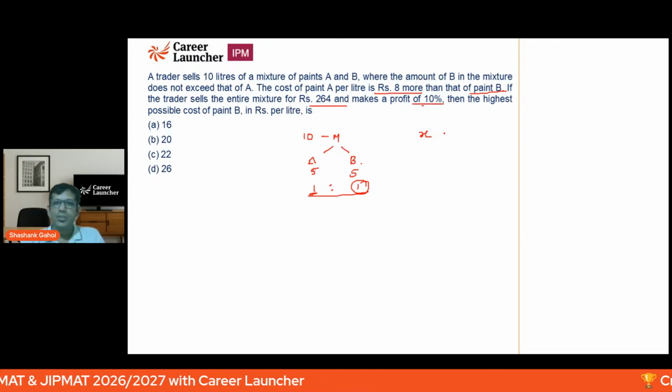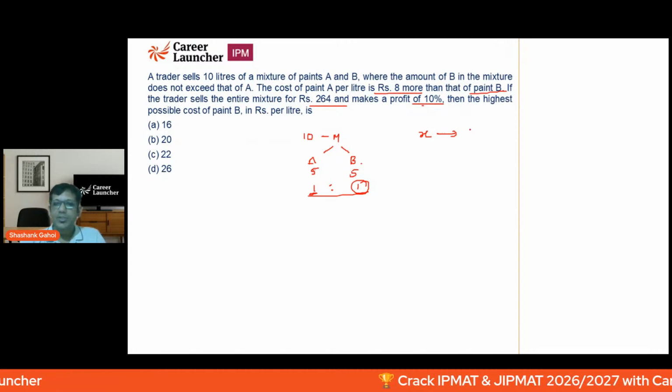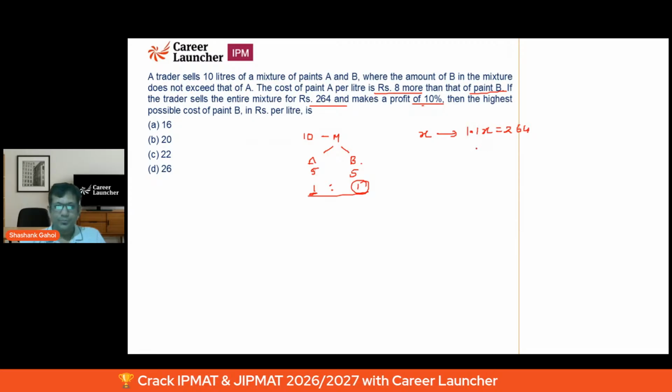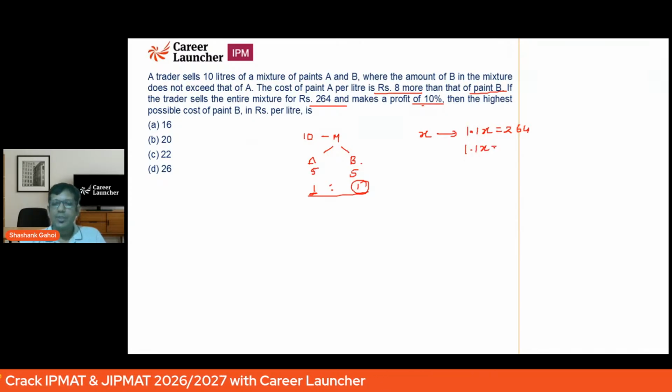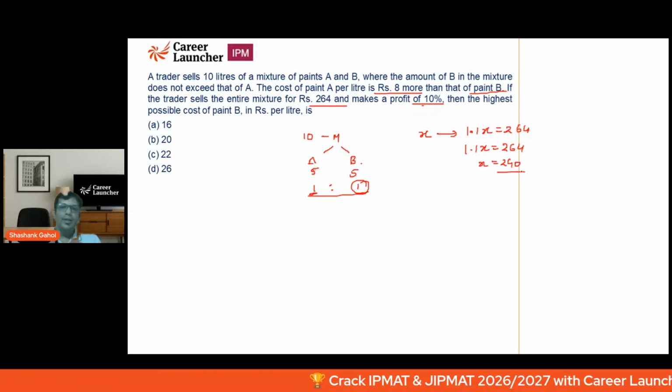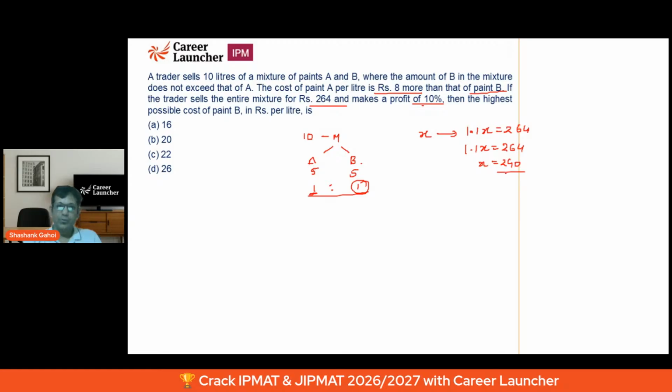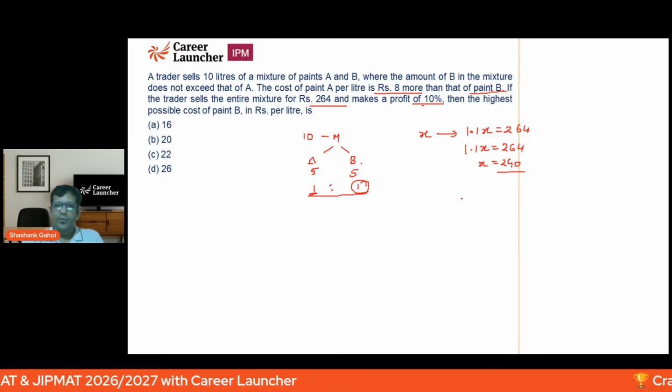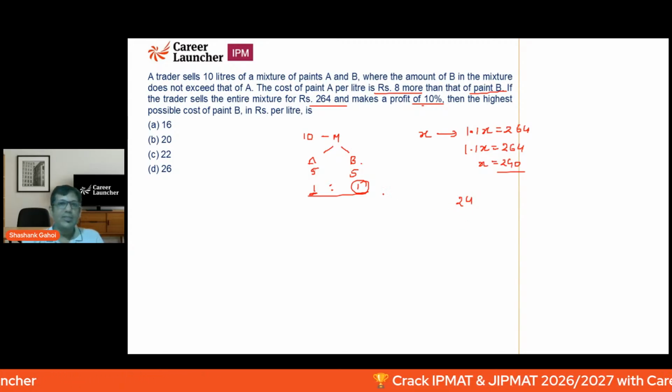So let's say the cost is x and the profit is 10%, so the selling price becomes 1.1x, and that is equal to 264. So x comes out to be 240. So for 10 liters, the total cost is 240. So for 1 liter, what is going to be the cost? That is going to be 24 rupees. Okay. Now it asks for the highest possible cost of paint B.